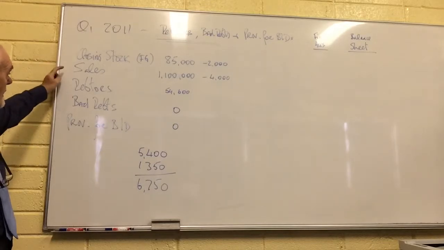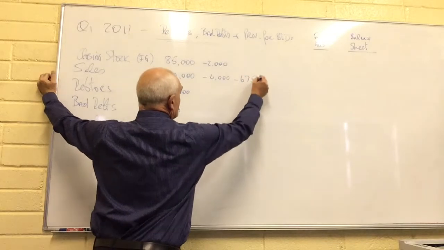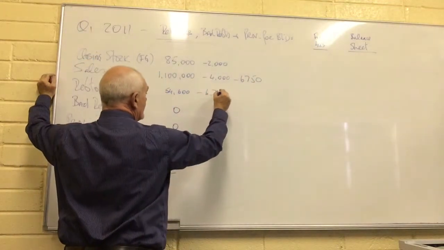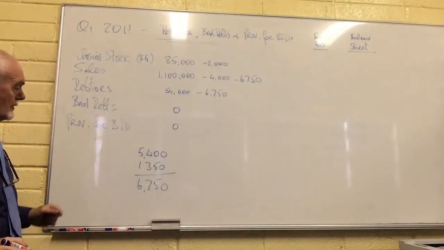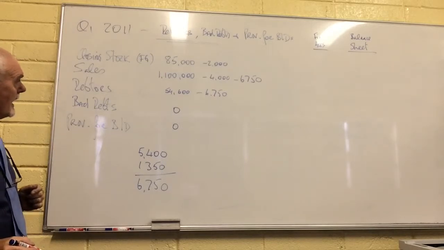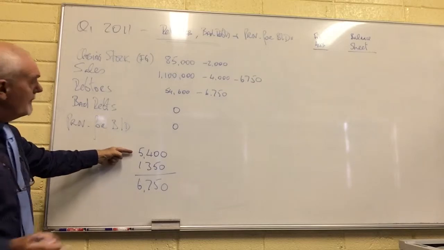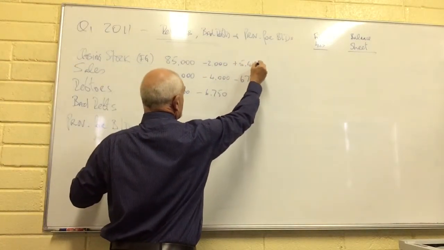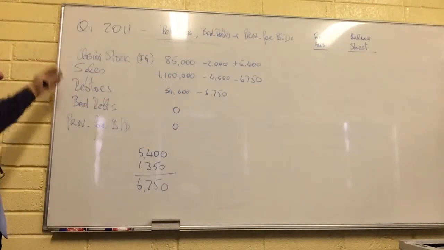So I've got to take 6,750 from our sales. I've got to reduce the debtors by 6,750. And don't forget that stock that belongs to us is out in a customer's warehouse, and it should be included with our closing stock. So I must add back 5,400, the cost price, of course, of our closing stock. We carry goods at cost.